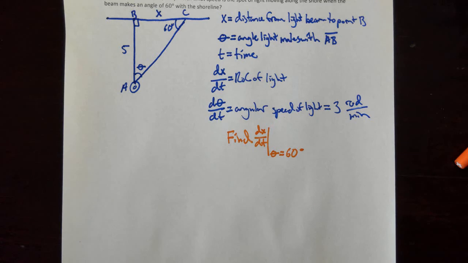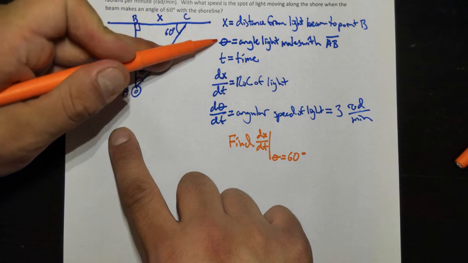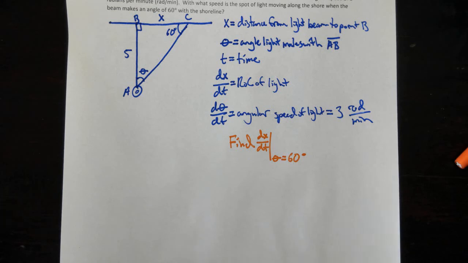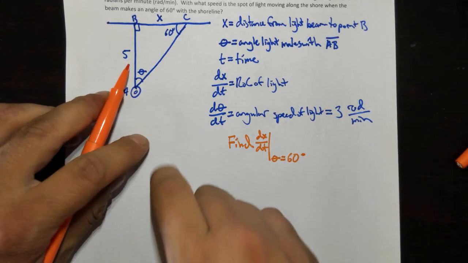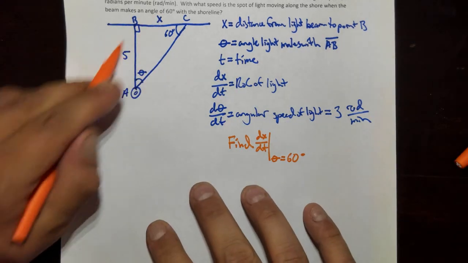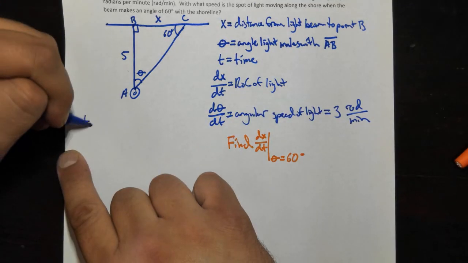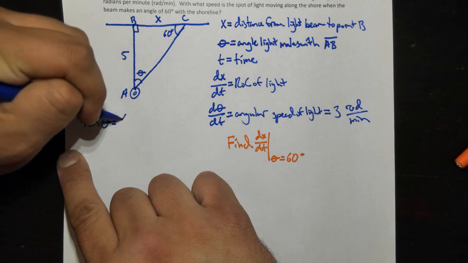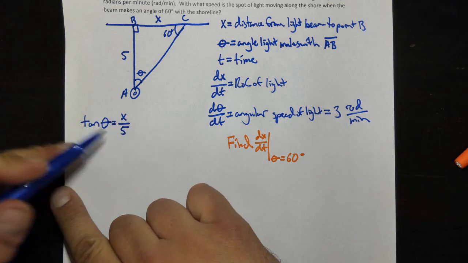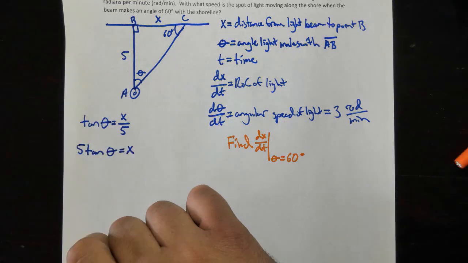Okay. So now we need to come up with an equation that connects my two variables here, theta and x. And that's going to be a trig function, right? When we're dealing with side lengths and an angle, we're going to deal with trig functions: sine, cosine, tangent. And if you recall, the one that deals with opposite and adjacent is tangent. So we can write the equation tan of theta is equal to x over 5. Then we can solve for x to get rid of that fraction: 5 tan of theta equals x.